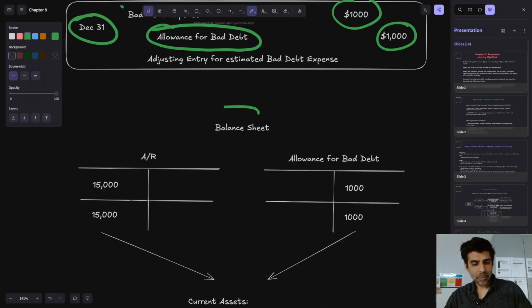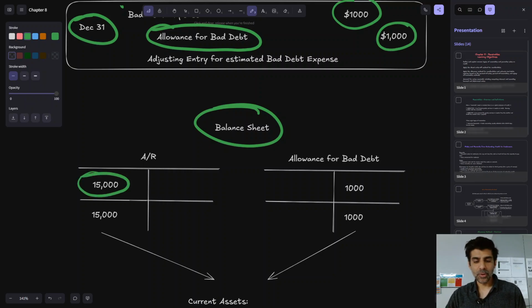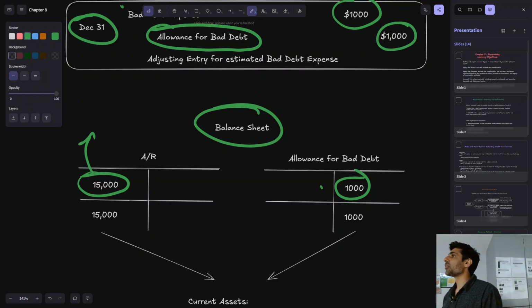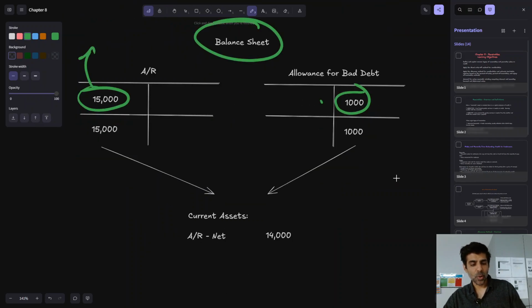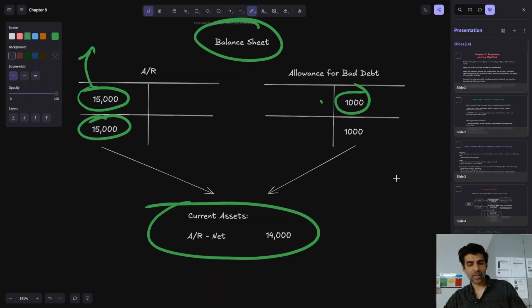Let's make sure we're clear about this. On the balance sheet, let's say we had $15,000 of accounts receivable. We just set up this allowance for bad debt of 1,000. This is our piggy bank. This is the gross amount of accounts receivable, but we're not going to be able to collect all of it because we're estimating that some of these people are not going to pay us, right?